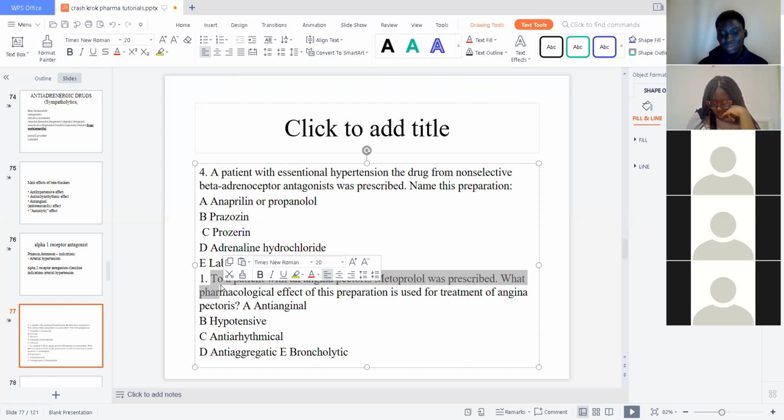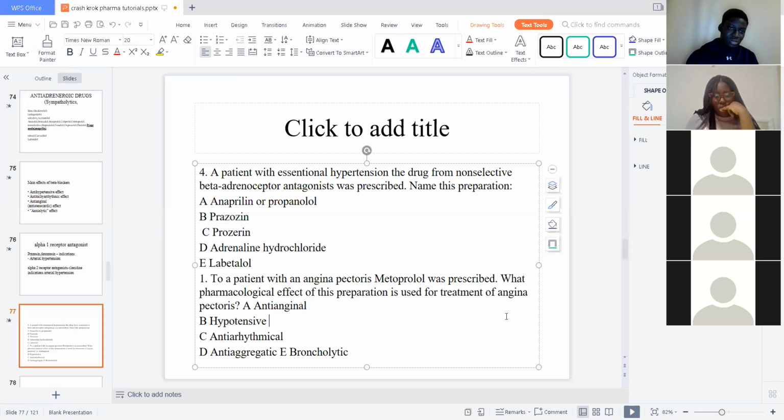Okay, I can't see. Sorry. Okay. A patient with angina pectoris, metoprolol was prescribed. What pharmacological effect of the preparation is used for treatment of angina pectoris?